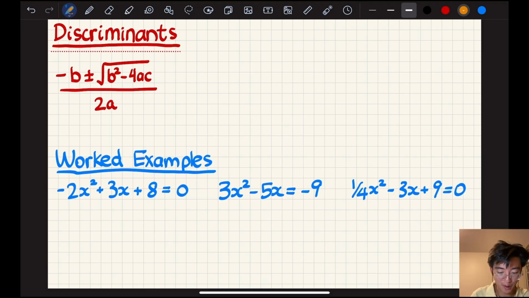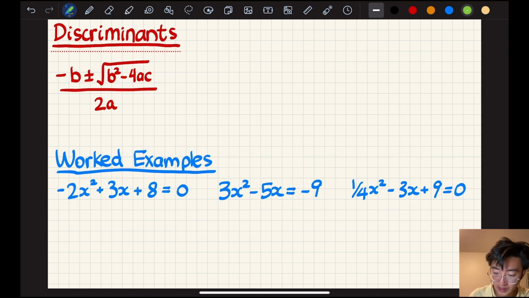So the whole point of discriminants is to figure out just at a glance how many solutions a quadratic equation would have. Sometimes a quadratic equation can have two solutions, only one solution, or zero solutions. And by finding the discriminant, we are able to figure out right away how many solutions this function, or this expression, would have.